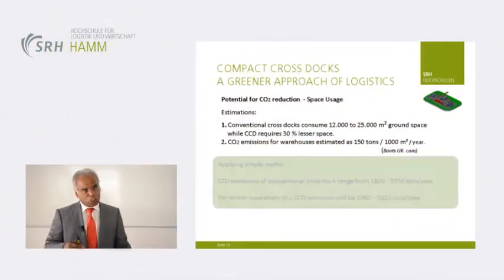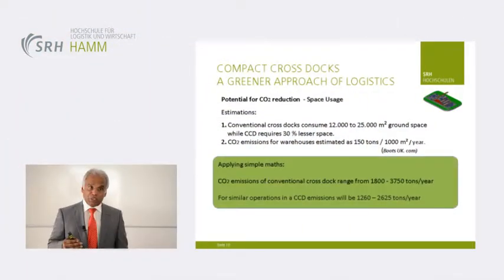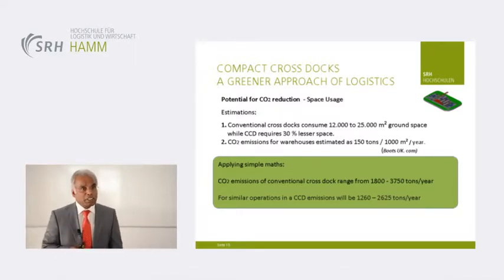Usually, conventional cross-docks require about 12,000 to 25,000 square meters. And for every 1,000 square meters, 150 tons are being emitted. So if you apply simple maths to that and compare it with a compact cross-dock, you will be in a position to save at least 1,000 tons every year.